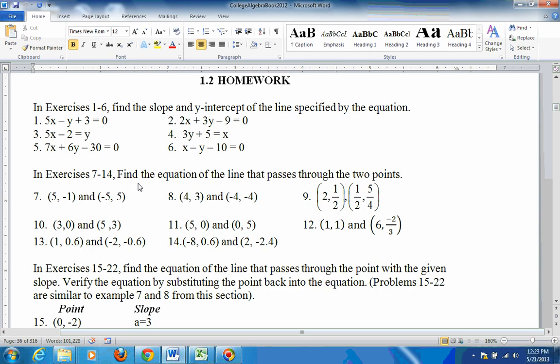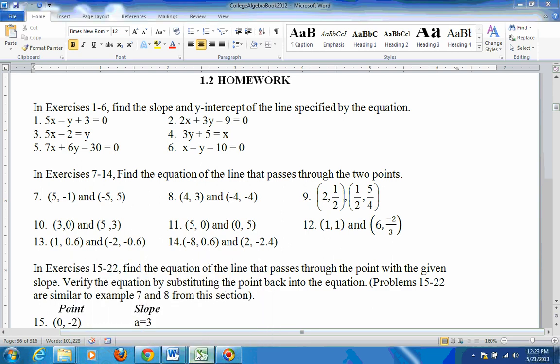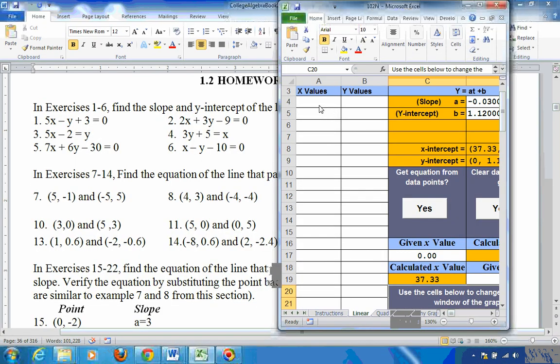This is something new. Okay, exercise 7 through 14, find the equation of the line that passes through these points. Here's the first one, problem number 7. 5, negative 1, negative 5, 5. All you do here is put those data points right here in the linear equation area. So here's the first one. We have a point 5, negative 1, and another point, negative 5, 5.